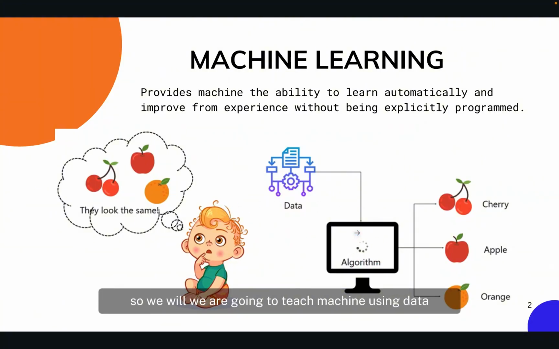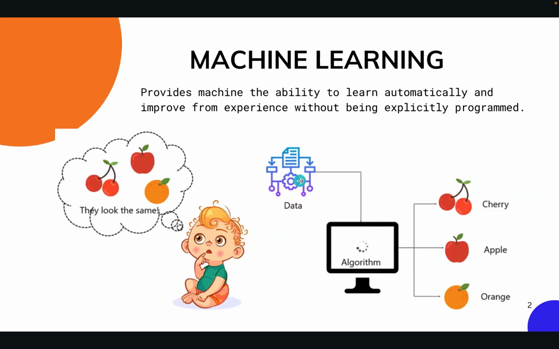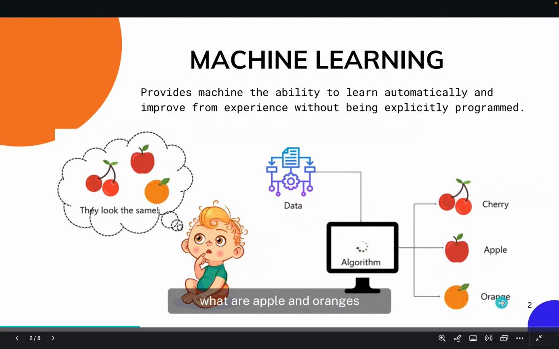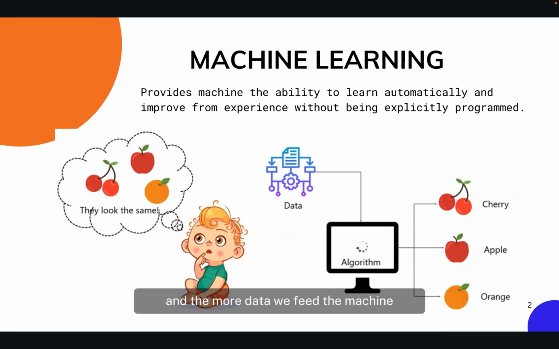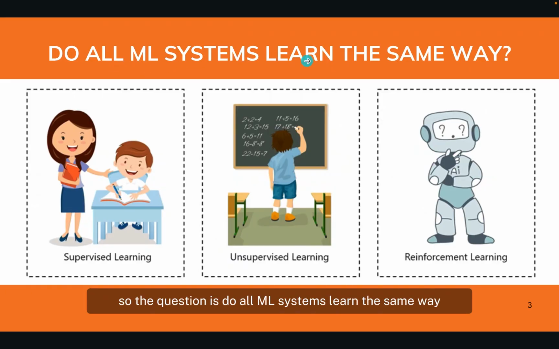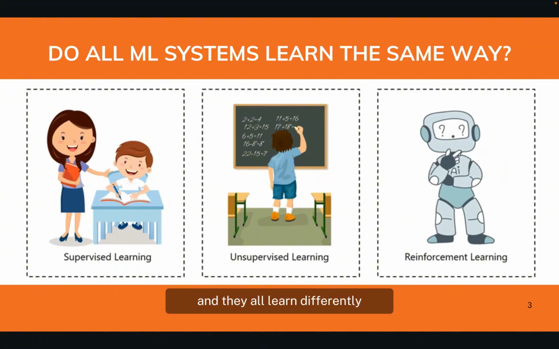We are going to teach the machine using data. We're going to feed it into the machine, and for those historical data, if the machine sees it over and over again, it can also determine what are cherries, what are apples, and oranges. And the more data we feed the machine, the more accurate the results will be. So the question is, do all ML systems learn the same way? As we can see here, we have supervised, unsupervised, and reinforcement learning, and they all learn differently. So the answer is not quite.